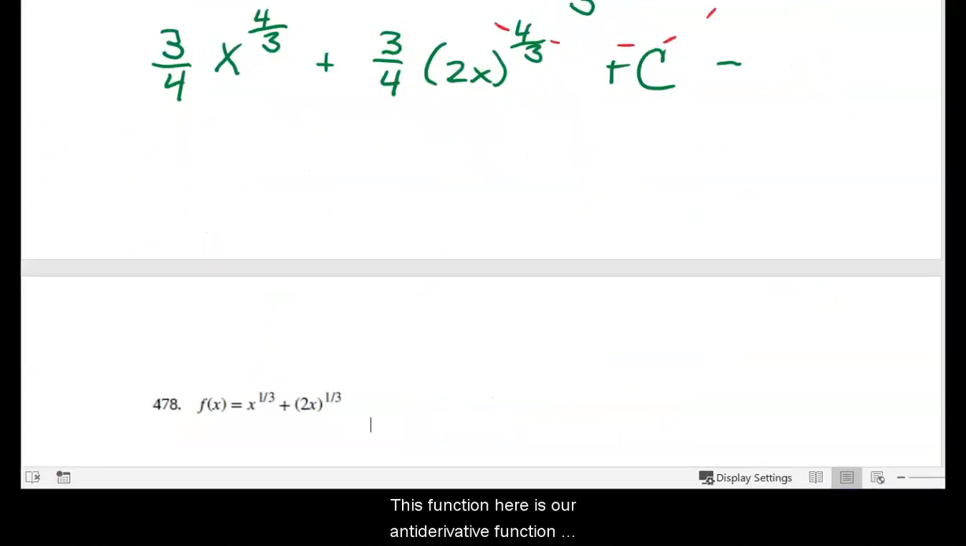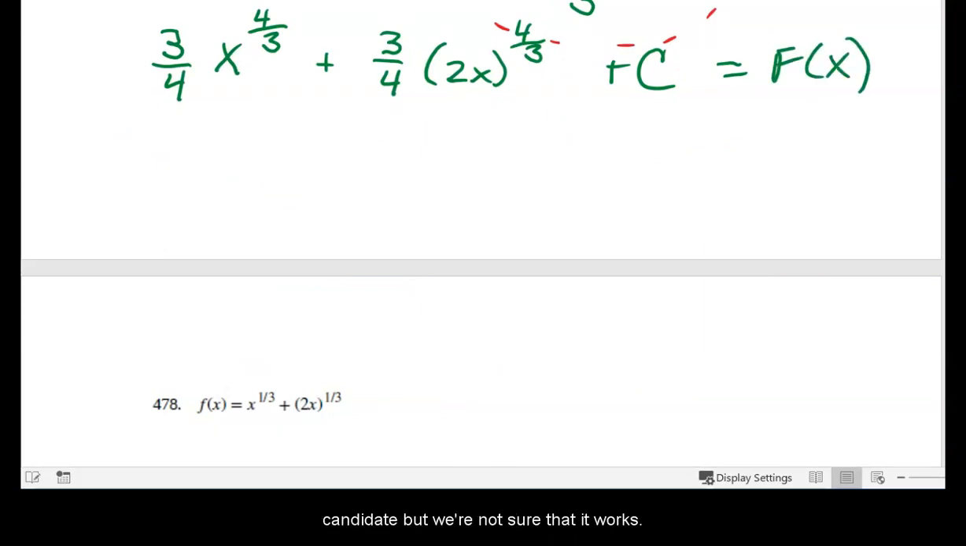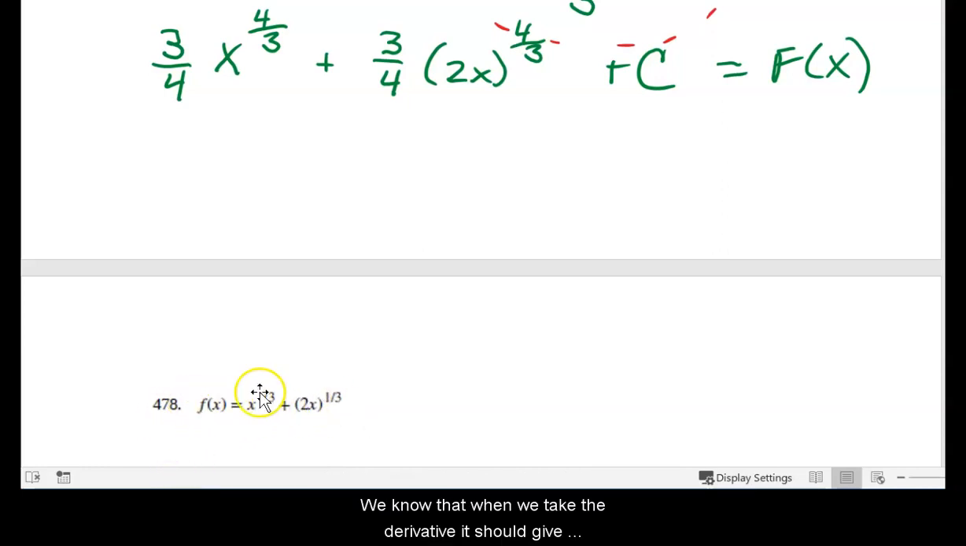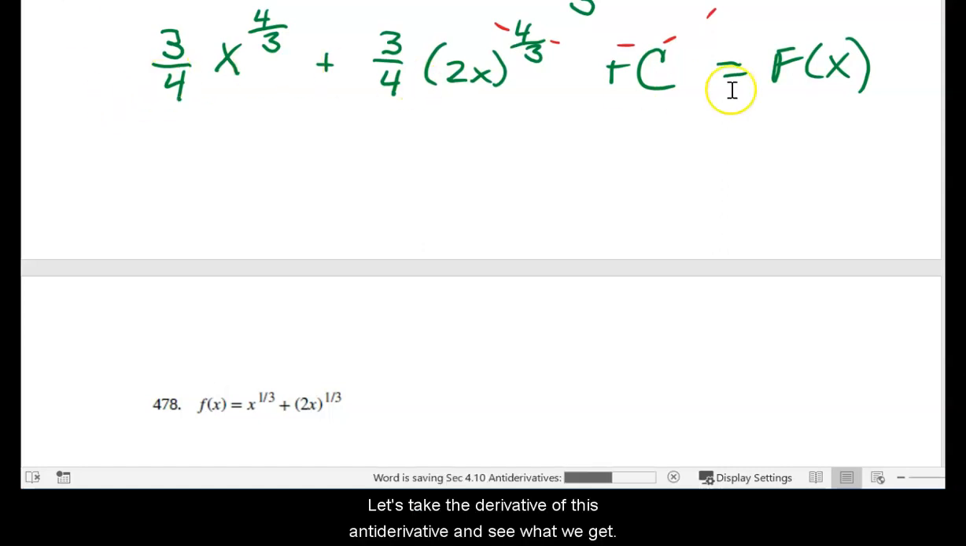This function here is our antiderivative function candidate, but we're not sure that it works. We know that when we take the derivative, it should give us back this integrand function. Let's take the derivative of this antiderivative and see what we get. We'll do this in a blue color so that we can distinguish it.